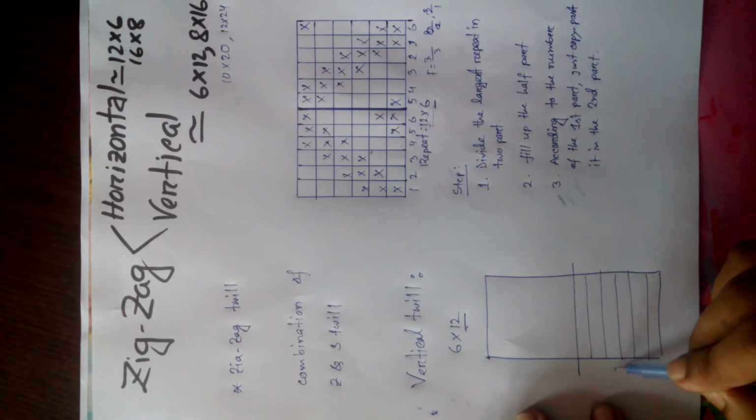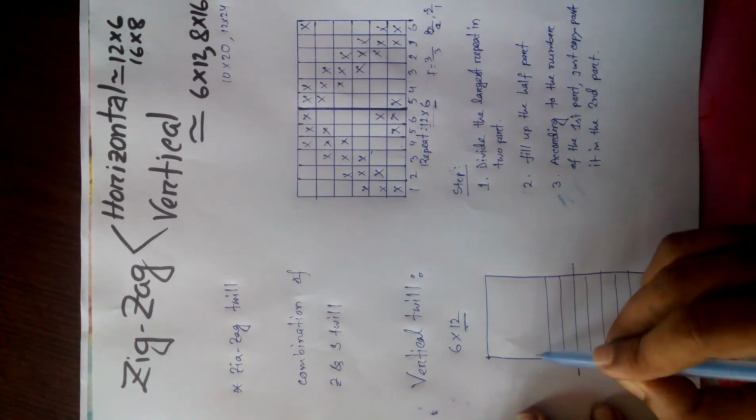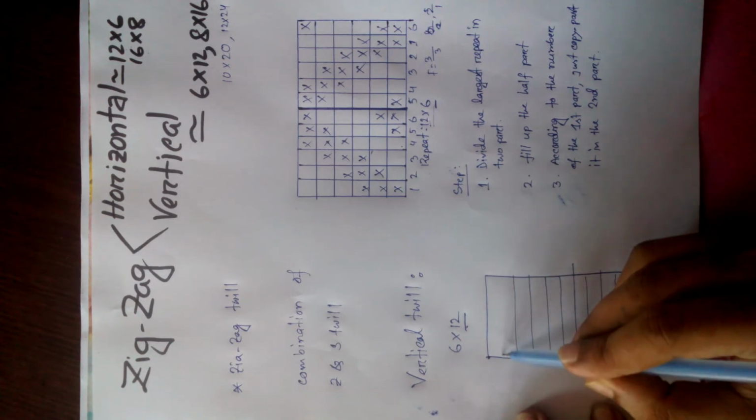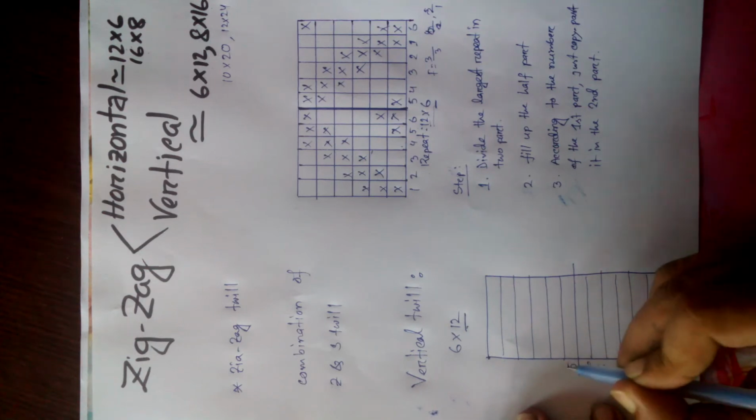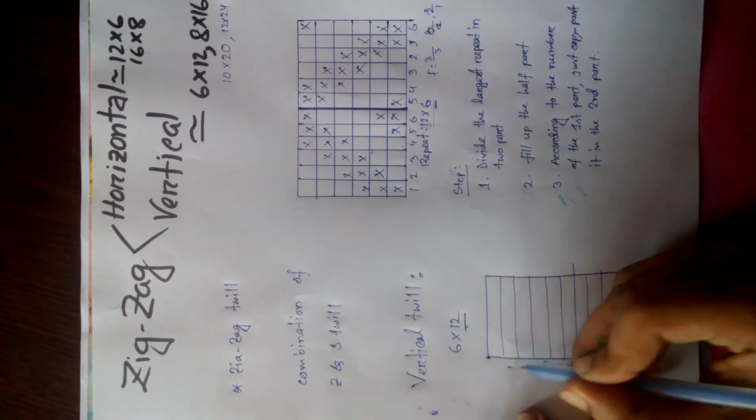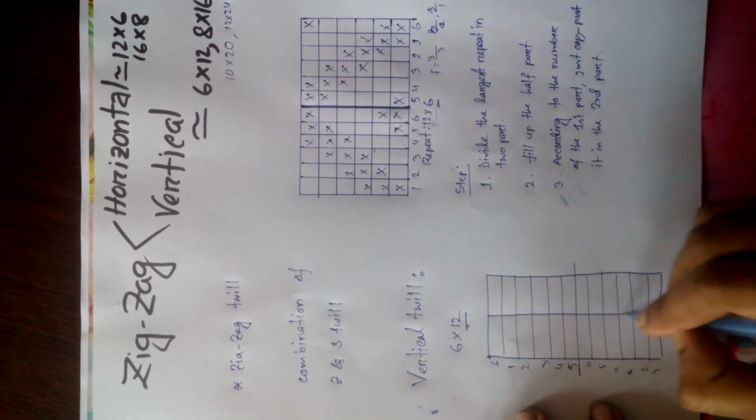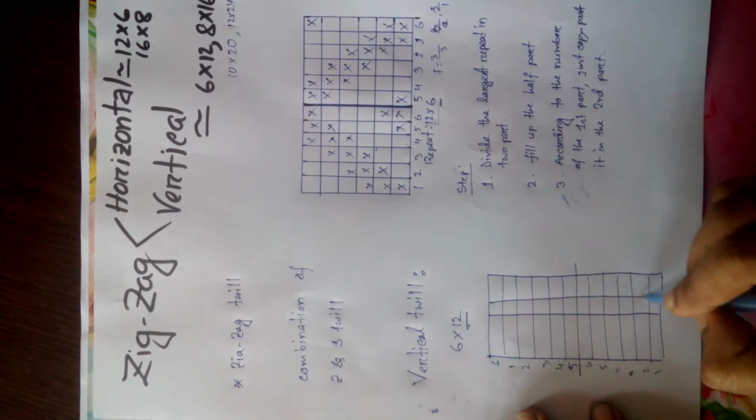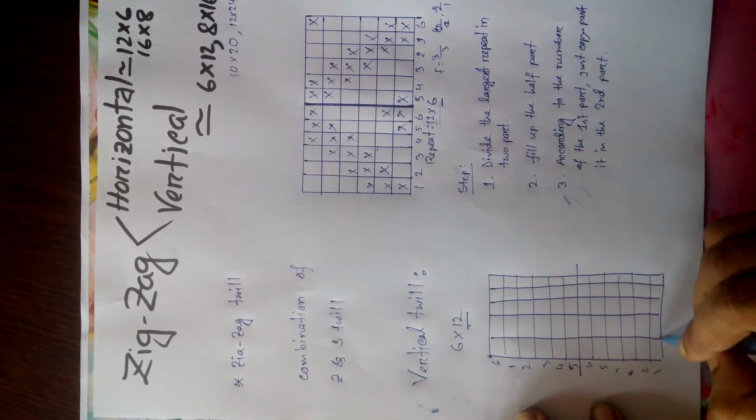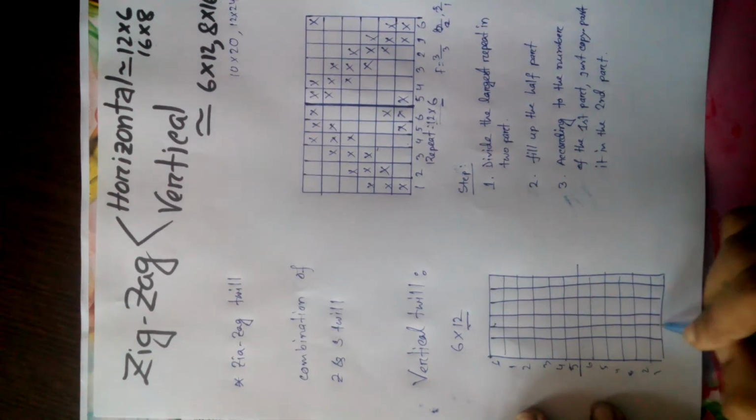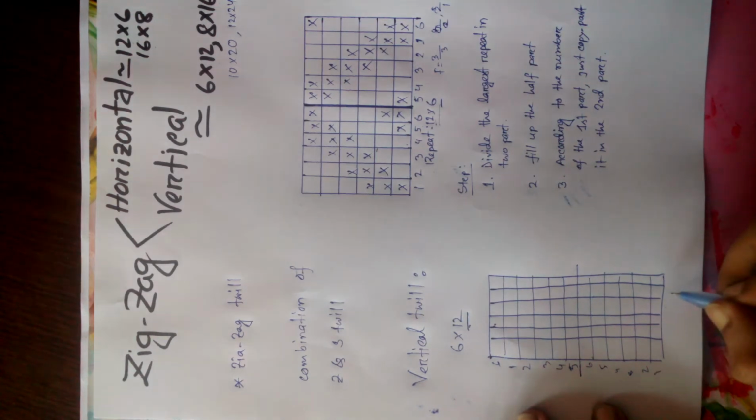1 2 3 4 5 6, and then you should start from the second to last, 5 4 3 2 1 and 6. And in case of warp, the repeat number is 6, 1 2 3 4 5 6.